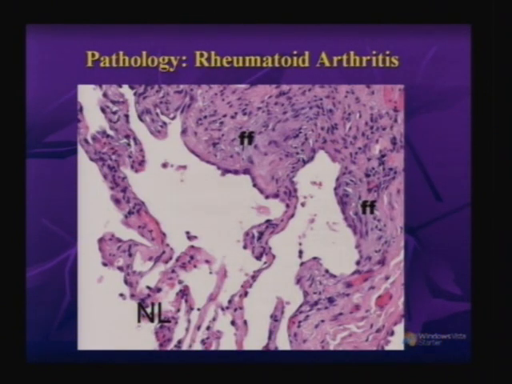Now, this is a histopathology slide of a patient with rheumatoid arthritis associated pulmonary fibrosis, where if you see there are mainly lymphocytic infiltrates and the evidence of pulmonary fibrosis, and you can see the nodules here.